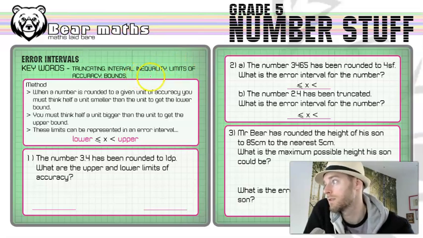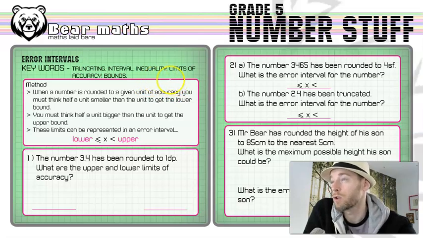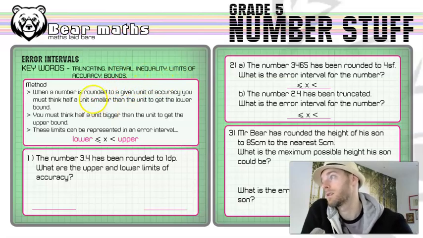An inequality is a symbol that's used to show something is more than, less than, or more than or the same as, less than or the same as. And limits of accuracy are the small number and the big number that the number that's been rounded could possibly be, and bounds basically means just the same thing as limits of accuracy.